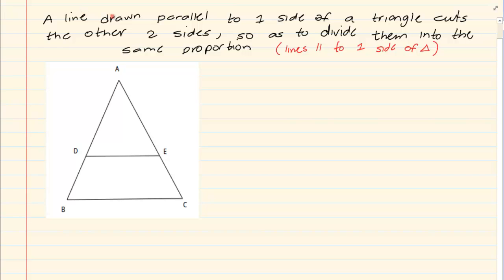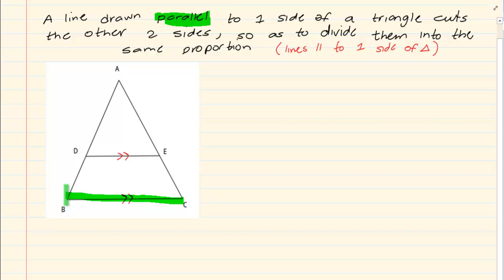Now, what does it say? The theorem says that a line drawn parallel to one side of a triangle. So immediately we know, okay, there's a triangle and I know that one side is parallel. So I have a line and I know that this specific line is parallel to the one side of the triangle. So this line DE is parallel to one side of the triangle.